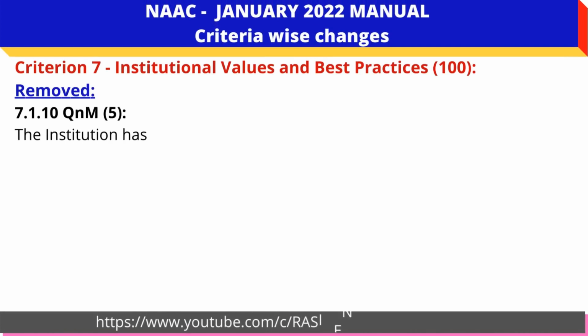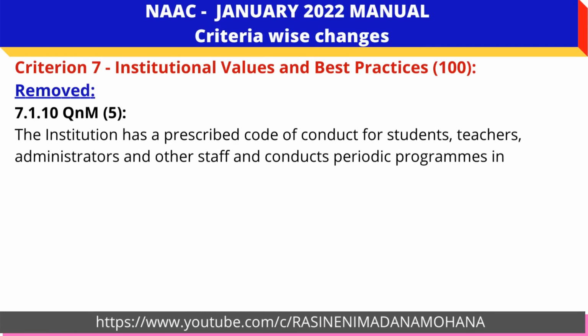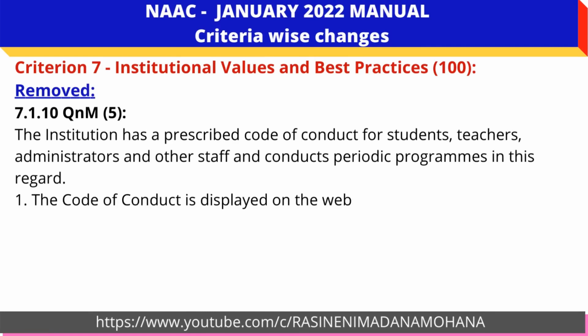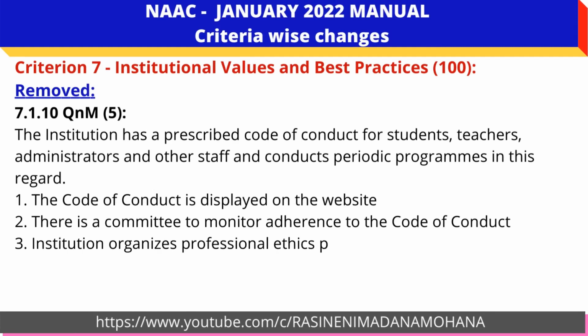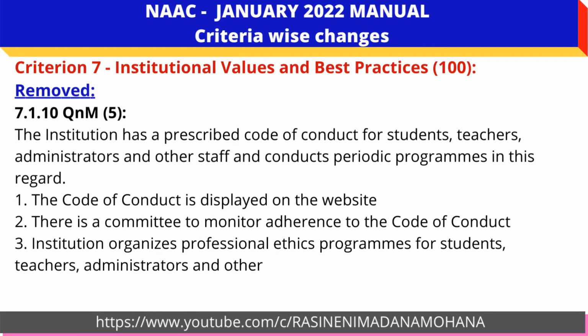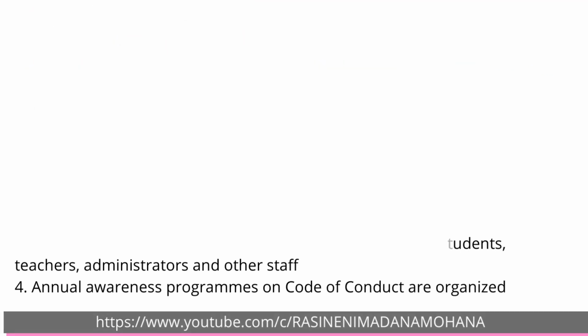Now, what are the metrics removed in criteria 7? 7.1.10, quantitative, weightage is 5. The institution has a prescribed code of conduct for students, teachers, etc. So this was removed. Earlier, this was quantitative. Now, in the new manual, this is not there. So these are all the metrics removed in criteria 7.